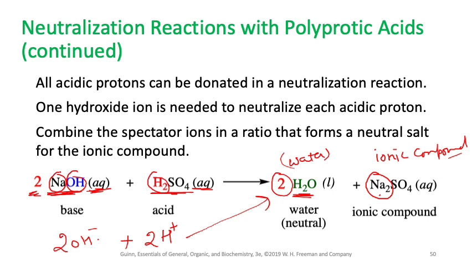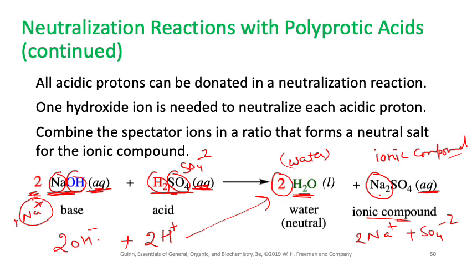The ratio is 1:1. And then what are the spectator ions? Spectator ions are sodium, because sodium is present as Na+, and sulfate is present as SO4 2 negative. They are aqueous, so they are dissolved in ionic form. On the product side, the ionic compound is again dissolved in water, so they are present as 2Na+ and SO4 2 negative. They didn't do anything, they are just present in the solution, not doing any reaction. So the spectator ions are sodium and sulfate.